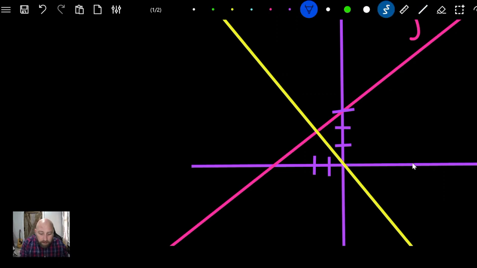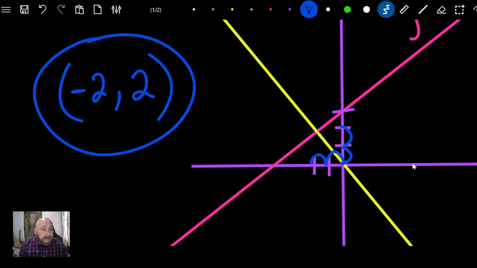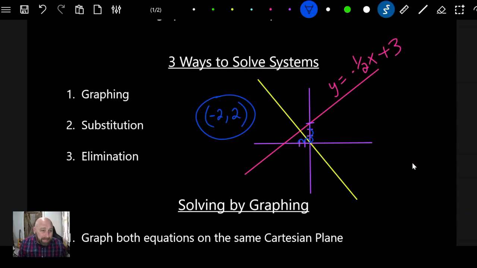Look, we're going left, 1, 2. So it would be negative 2 on the x. And it would be 1, 2 on the y. So this intersection would happen at negative 2, positive 2. Negative 2 on the x, positive 2 on the y. That's the concept of intersection. That's the concept of systems of equations.